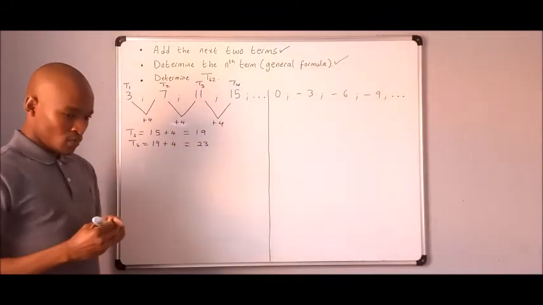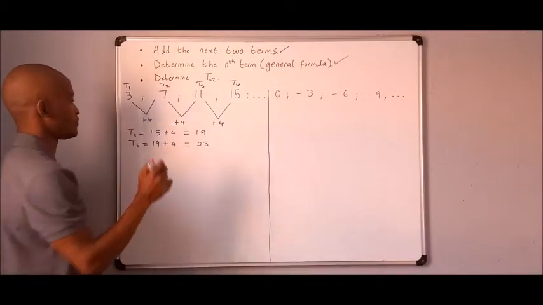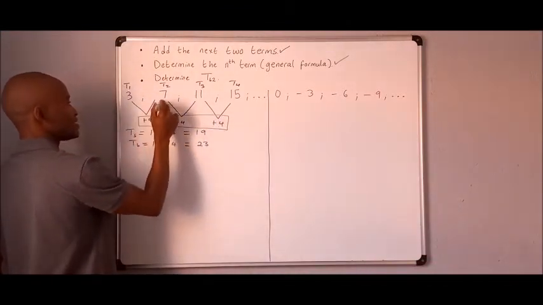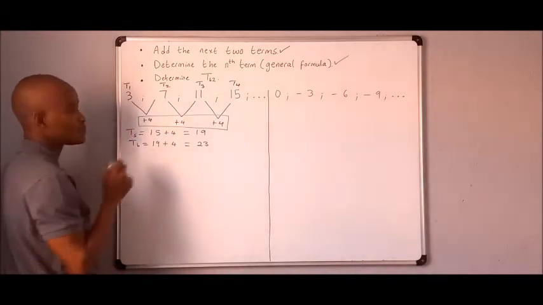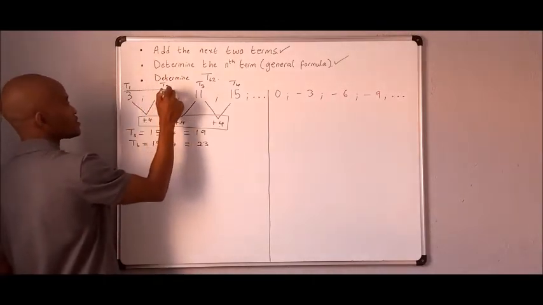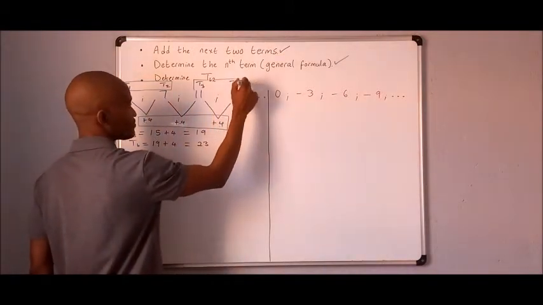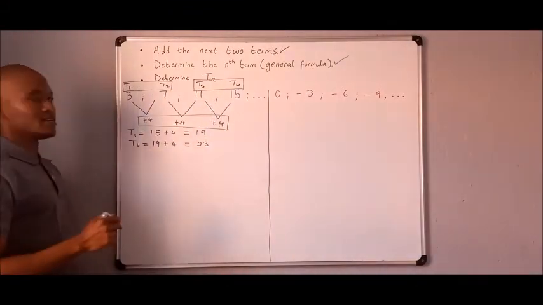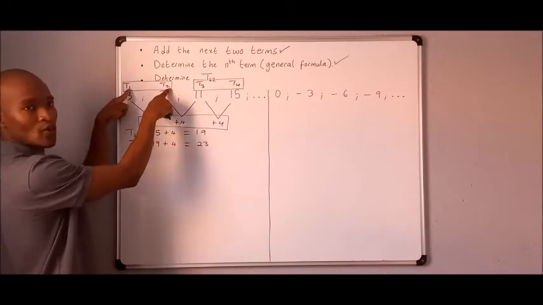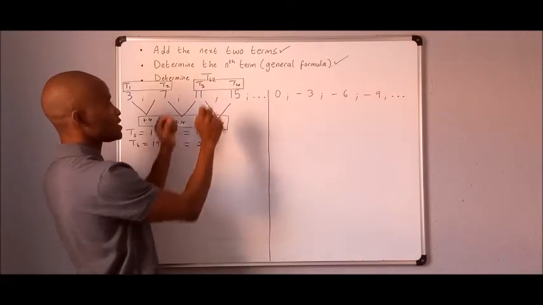I would like us to have a deeper understanding of what's going on here. The difference between consecutive terms is 4 each time, and the difference between the positions is 1 each time. So what are we saying? 7 minus 3 is 4. 2 minus 1 is 1. 15 minus 11 is 4. 4 minus 3 is 1.